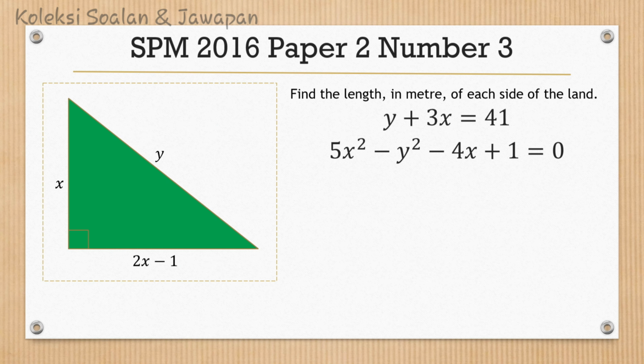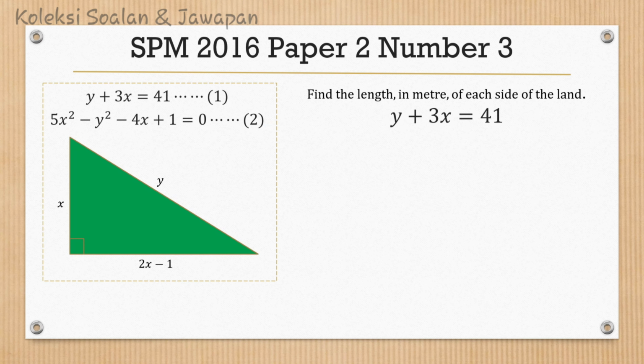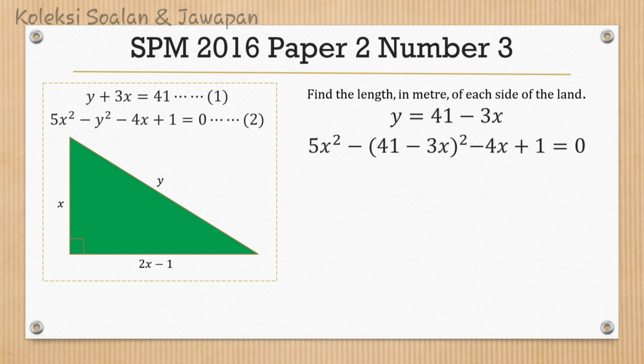Then we need to solve these simultaneous equations. So take the first equation and solve for y. So y equals 41 minus 3x. Now substitute the value of y into the second equation. So we get 5x squared minus (41 minus 3x) squared minus 4x plus 1 equals 0.